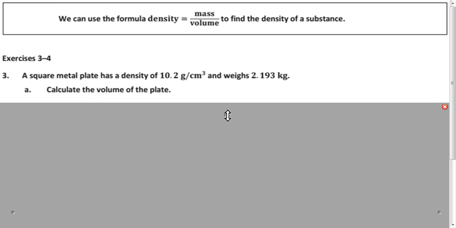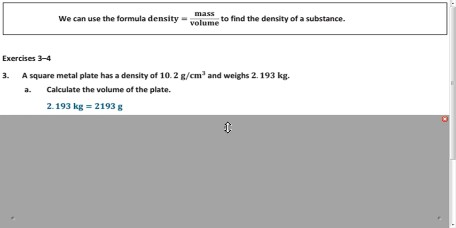So how do we do that? Multiply by 1,000, right? 1,000 grams in a kilogram. And we get 2,193 grams. So try to solve the problem, try to figure out what the volume of the plate is, and then I'll show you my solution.